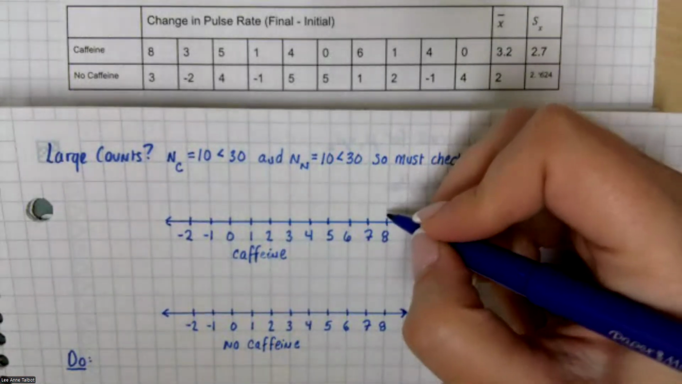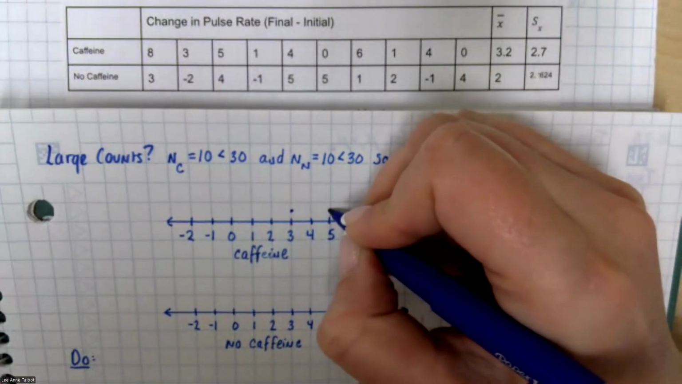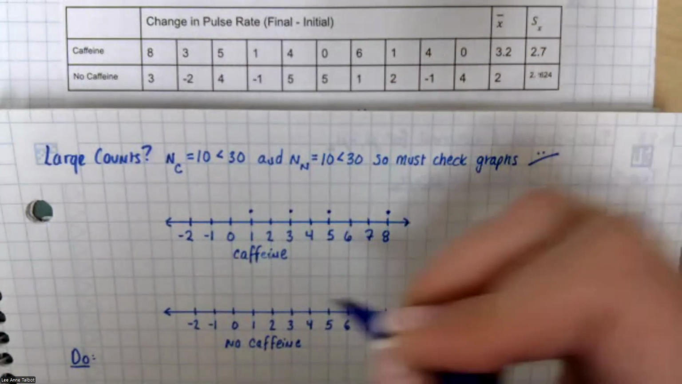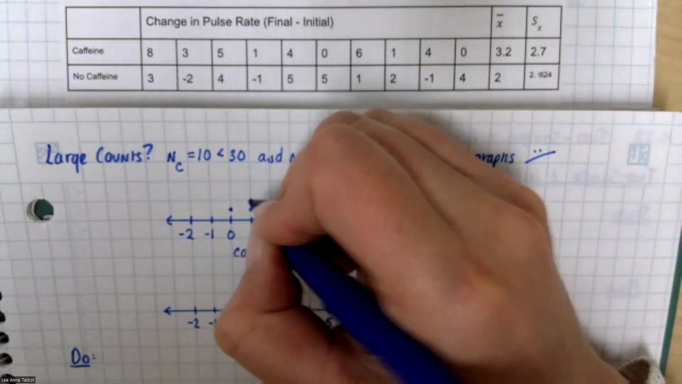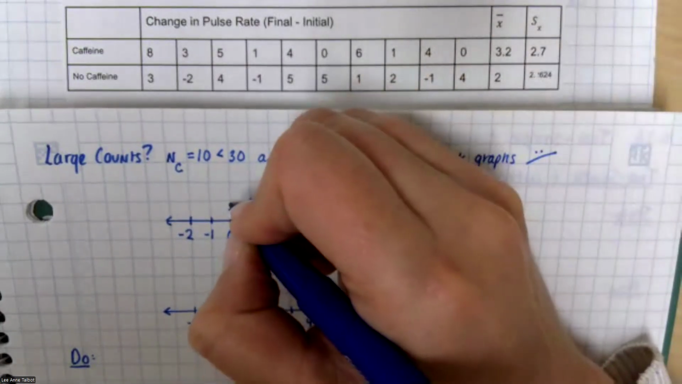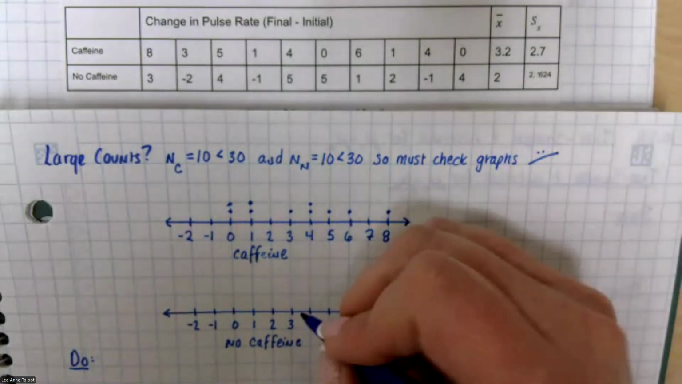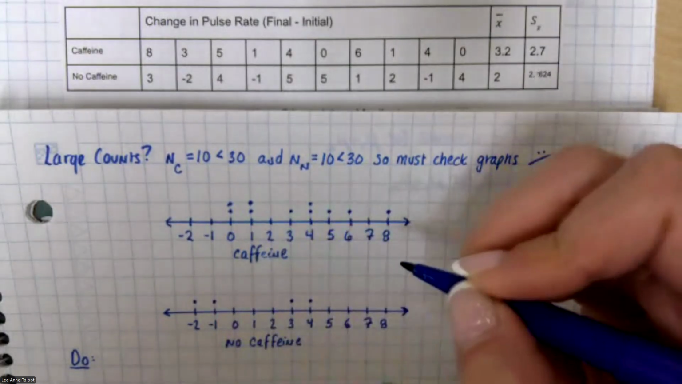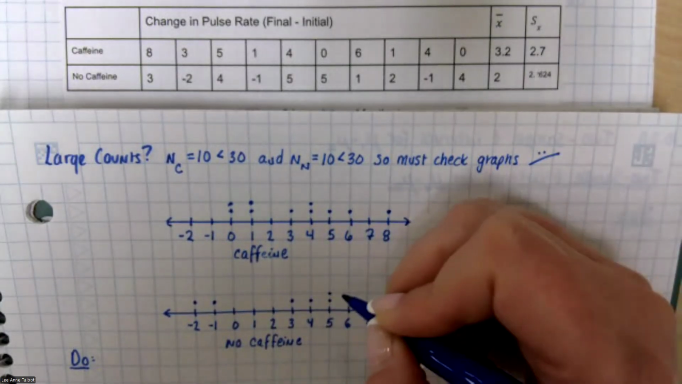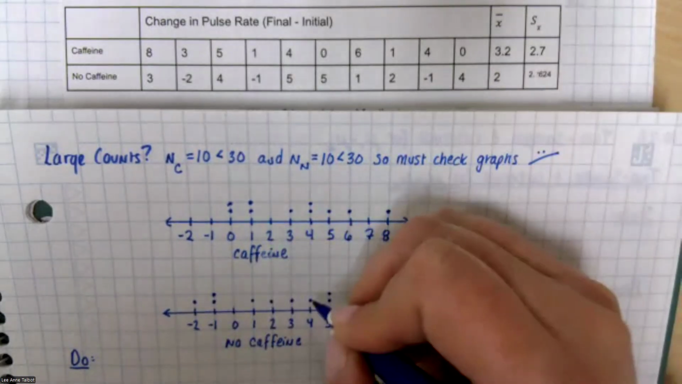Okay. And I'm going to go up every half box just to save room. So 8, 3, 5, 1, 4, 0, 6, 1, 4, 0. Three, -2, 4, -1, 5, 5, 1, 2, -1, 4.